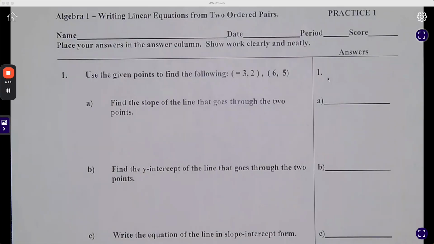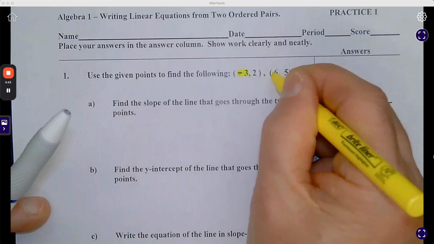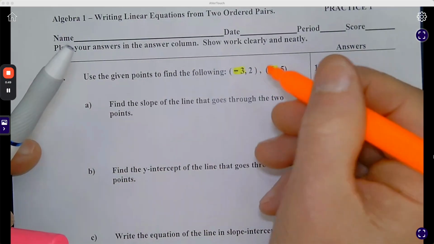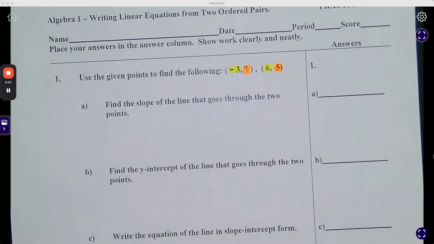Practice numero uno. So here's number one. Use the given points to find the following. All right, so there's the given points. Let's remind ourselves that ordered pairs come x comma y. So these are my x values, and these are my y values. So ordered pairs always come alphabetical. All right, so those are my x's, and those are my y's.